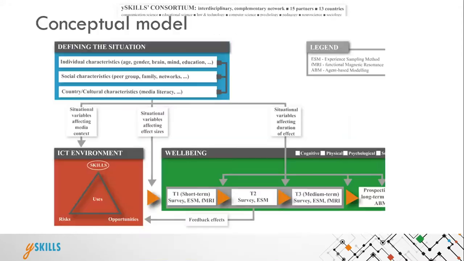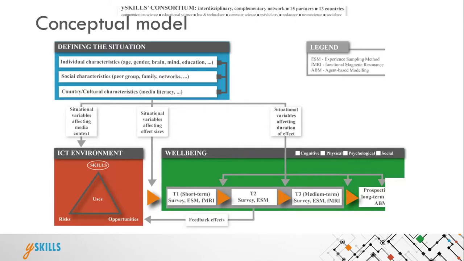When we look at the model, we'll see that ySKILLS proposes that digital skills mediate between individual variables, which include already pre-existing inequalities, and ICT use variables on the one hand, and well-being on the other hand. ySKILLS proposes a holistic, child-centric approach where young people are considered to have active agency, indicating that they're not passive recipients and they select their content and their device.